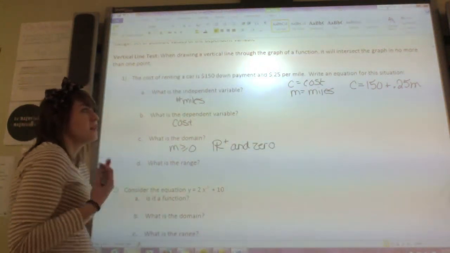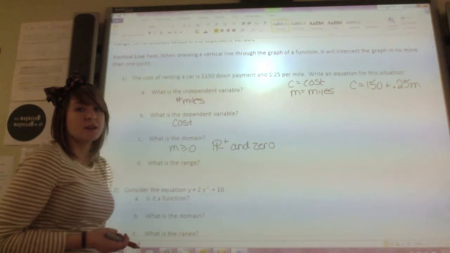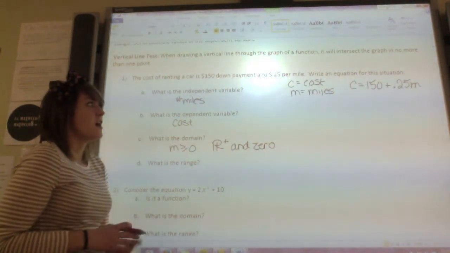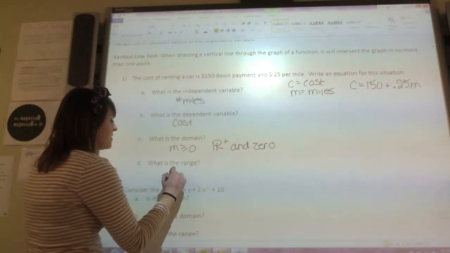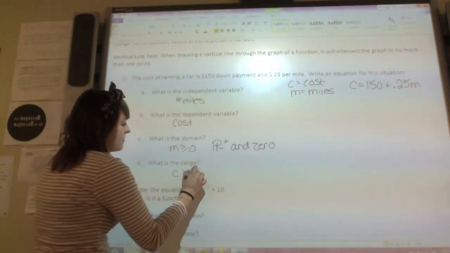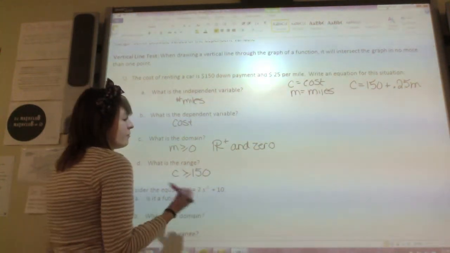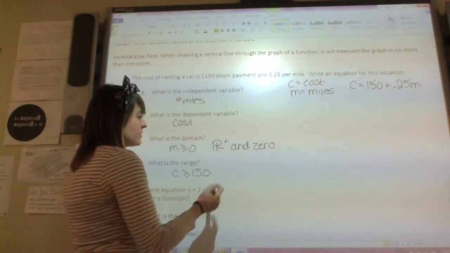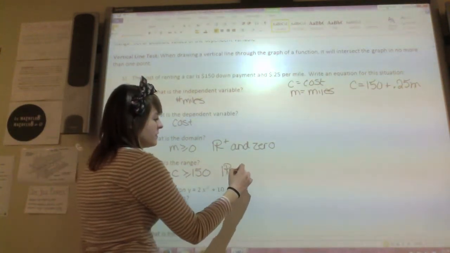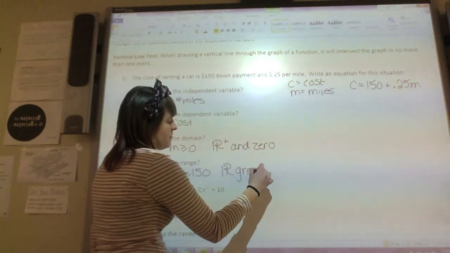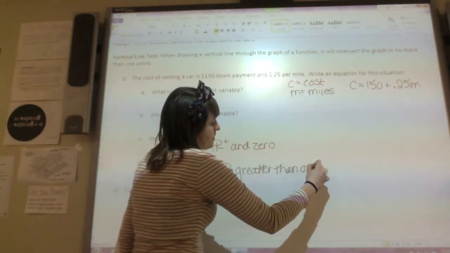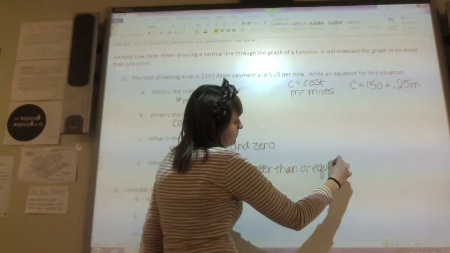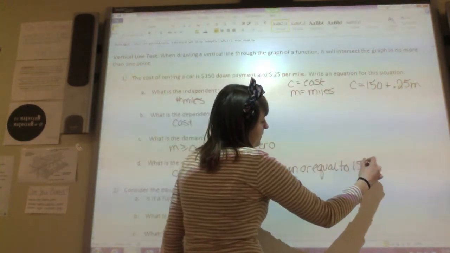So that means that the smallest amount that I could pay is $150, and I could pay anything greater than that. So my range is going to be that C is greater than or equal to 150. Okay, or you could say all real numbers greater than or equal to 150.